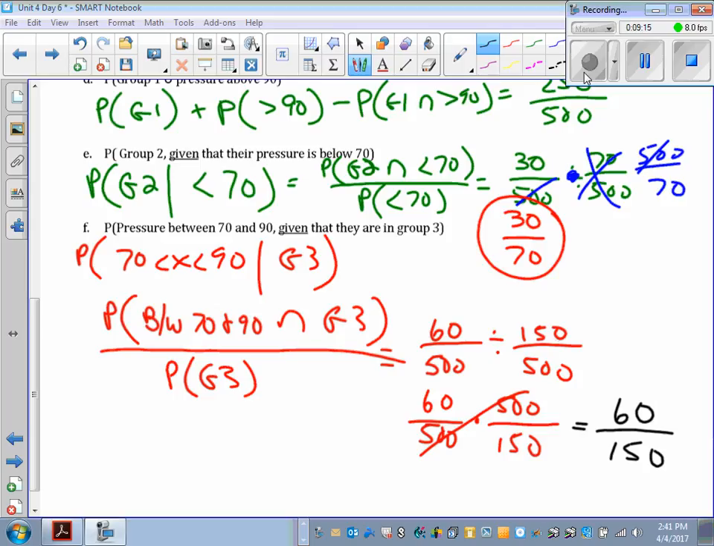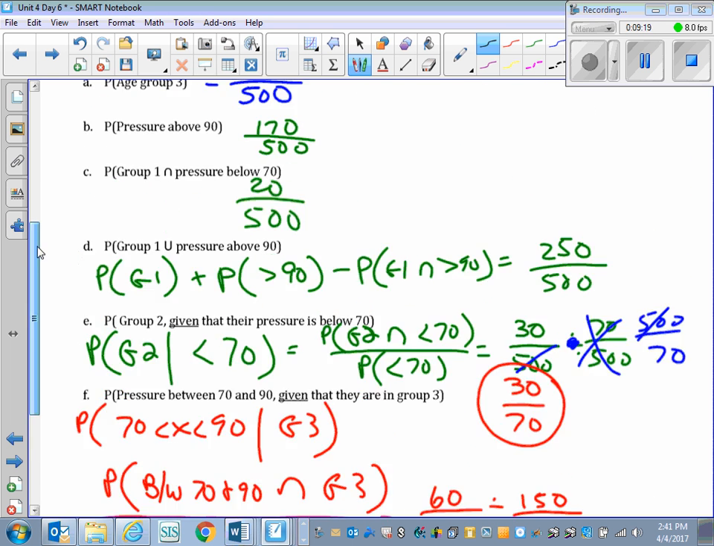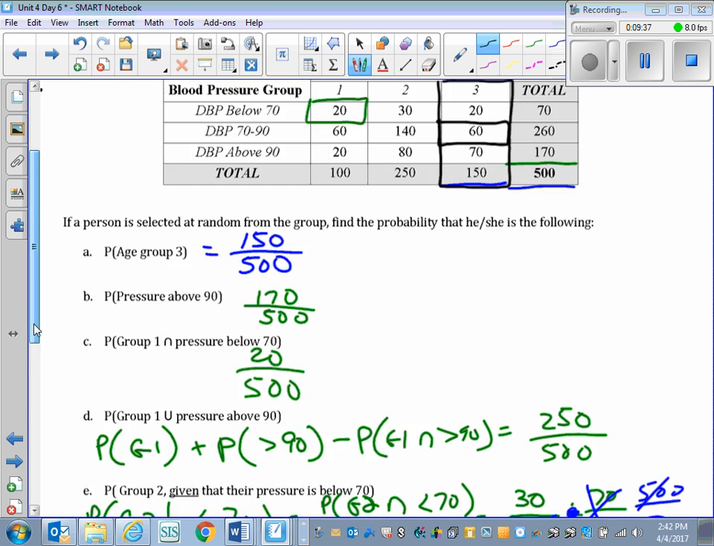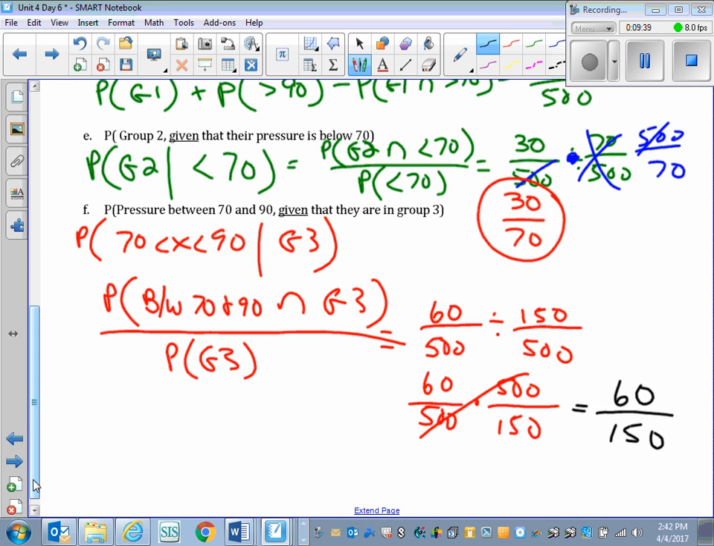Another way of looking at it, especially if you have the table, the given is that they are in group 3. So there are 150 in group 3. Of that 150, there are 60 that have the blood pressure between 70 and 90, with our answer being 60 out of the 150. So again, once you make the relationship between what's given, only focus on that particular group.